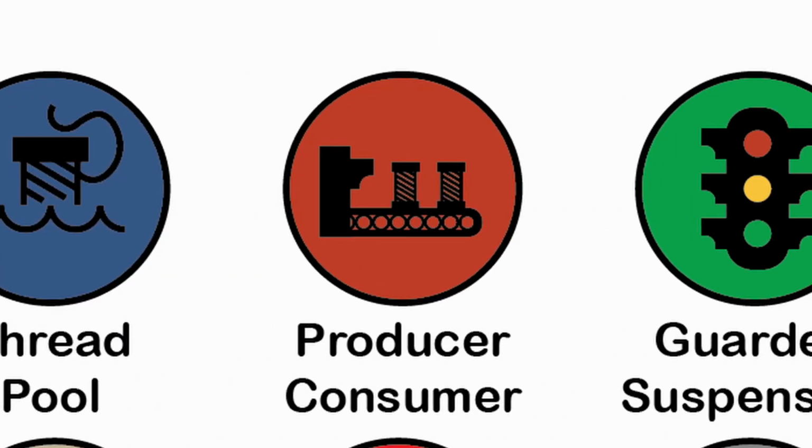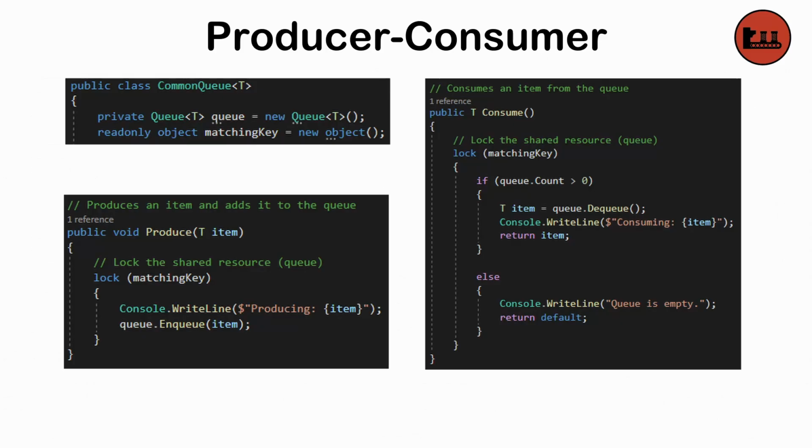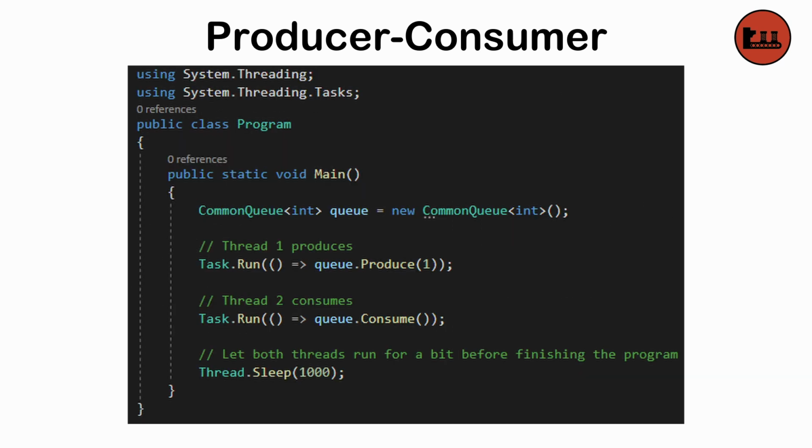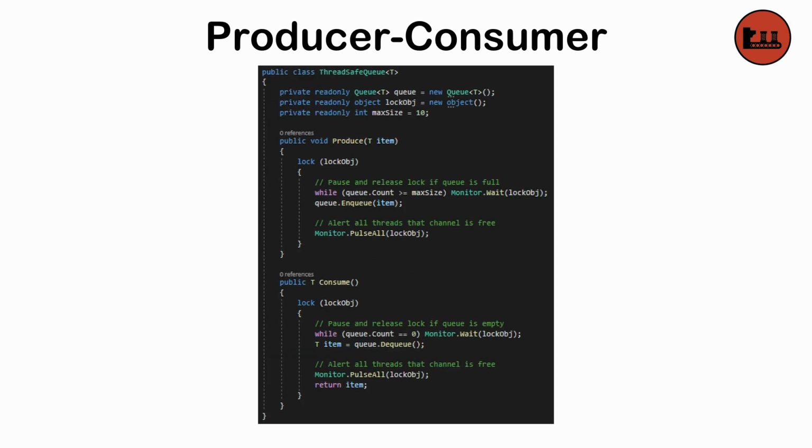The producer-consumer pattern. A way to introduce coordination between threads. One set of threads produces data, and another consumes it. A shared queue acts as the middleman, balancing the flow. This is perfect for scenarios like logging systems or data pipelines, where tasks are unevenly produced and processed.